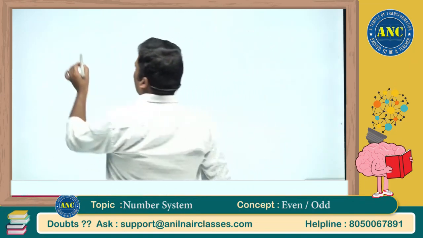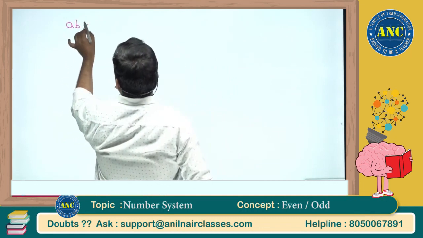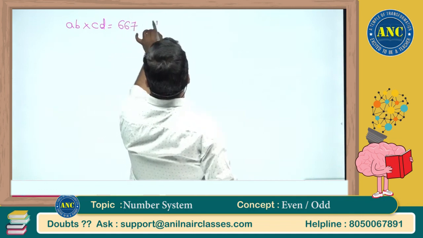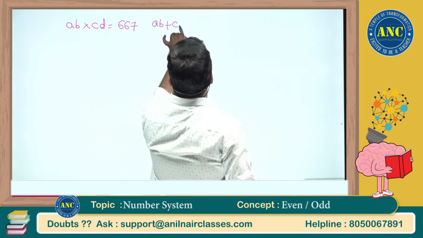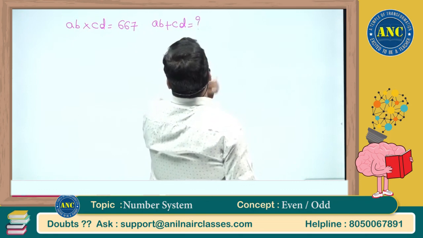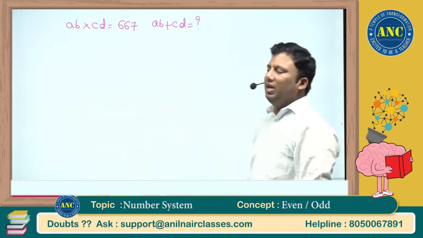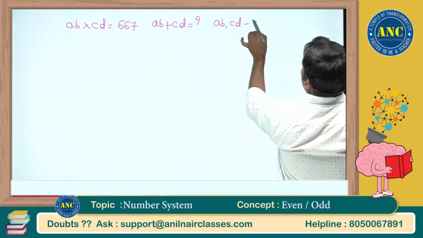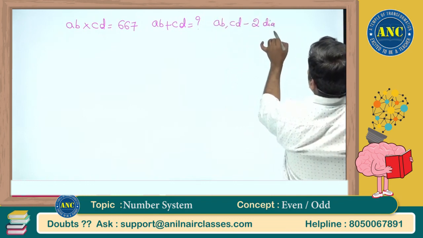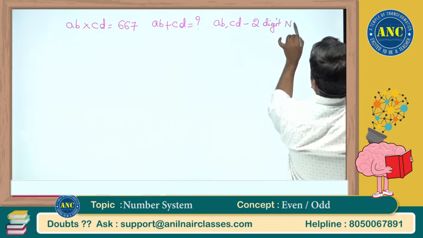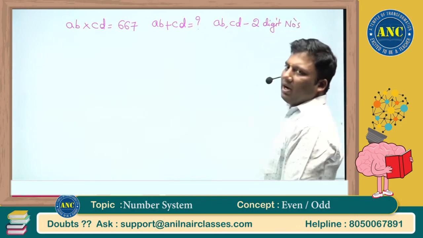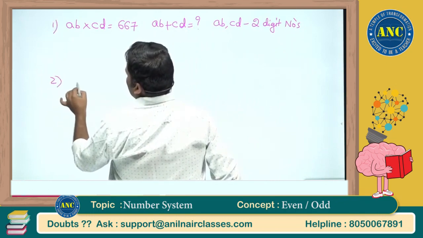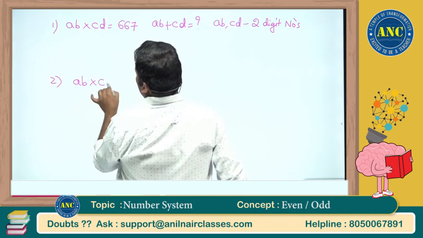Suppose, for example, AB into CD is equivalent to 667. Find AB plus CD. AB and CD are 2-digit numbers. You can create a lot of questions based on the mistake we made, sir.